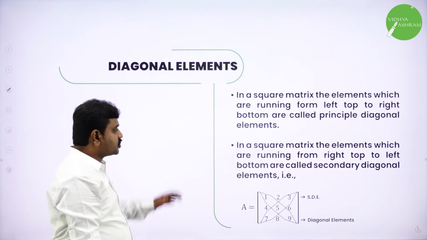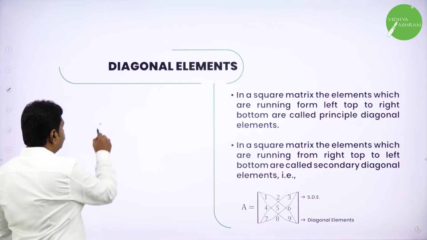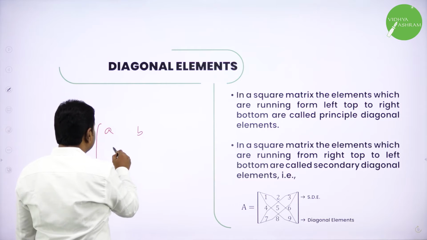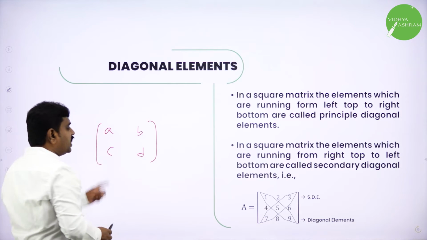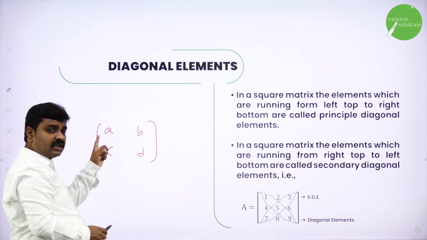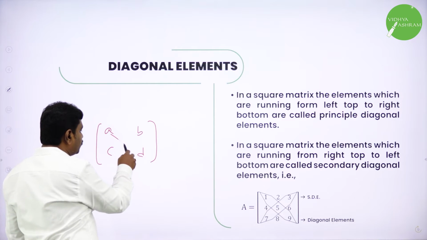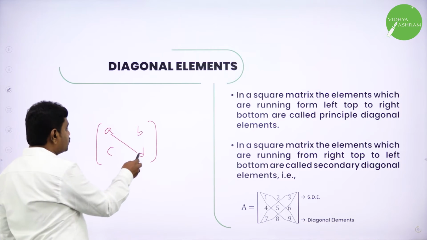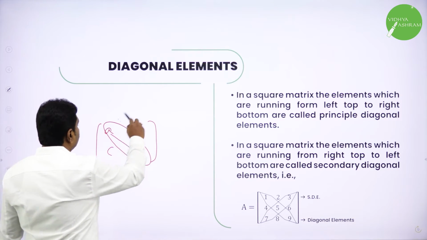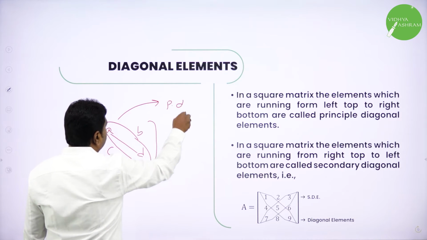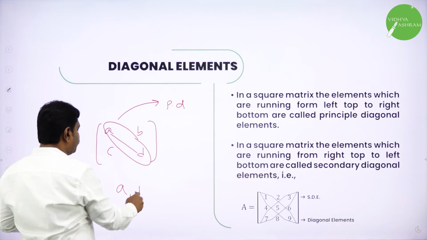In a square matrix, suppose I take A, B, C, D. Is it a square matrix? The elements from the top first element to the bottom last element, we call this the principal diagonal. What do we call it? Principal diagonal. Diagonal elements means A and D.